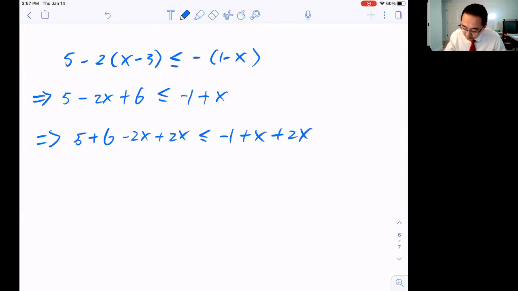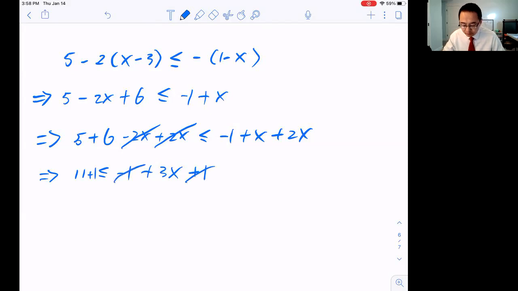So you just added plus 2x on both sides. You can add the same thing on both sides of an inequality and it'll still hold, right? So on this side, plus 2x minus 2x will cancel each other. So that gives you 11 is less than or equal to negative 1 plus 3x, right? Okay, now you want to add 1 on both sides, then plus 1 minus 1 cancel each other. Okay, so you get 12 is less than or equal to 3x.